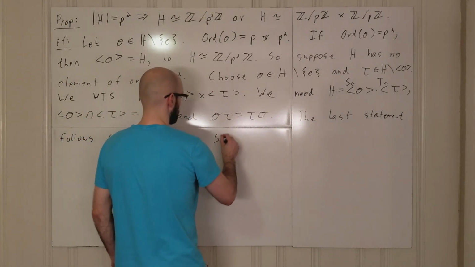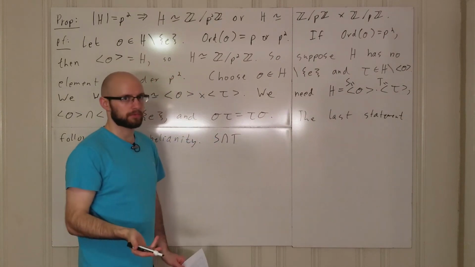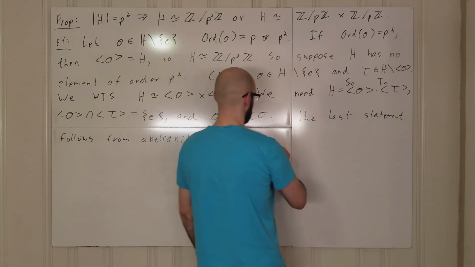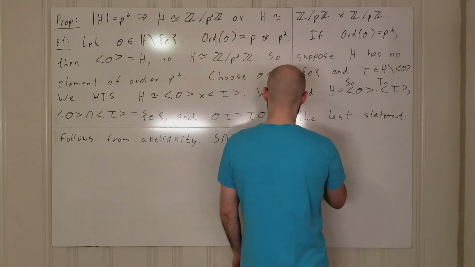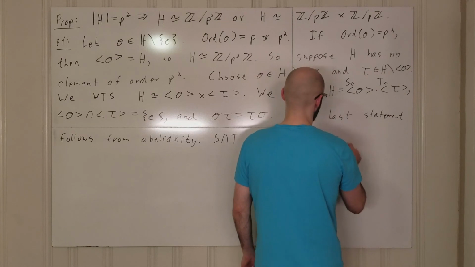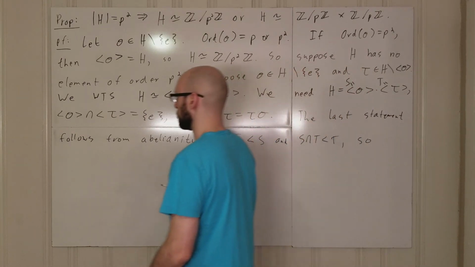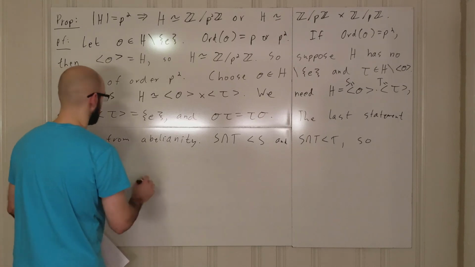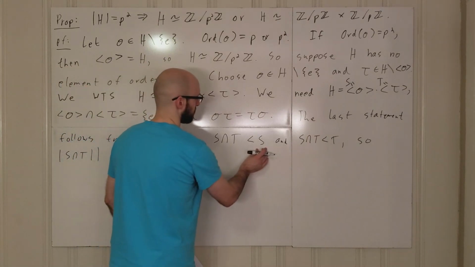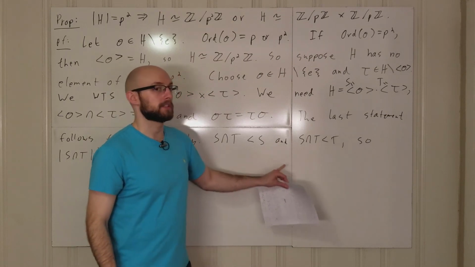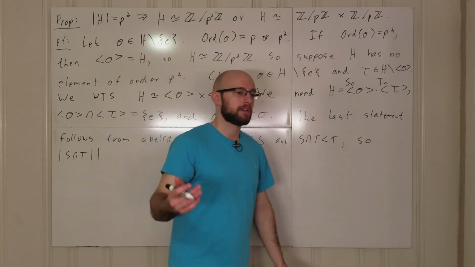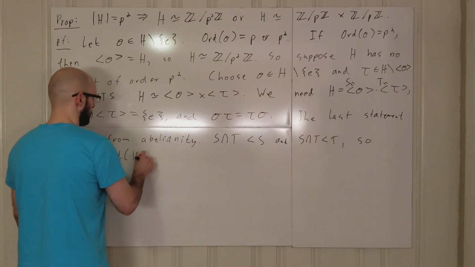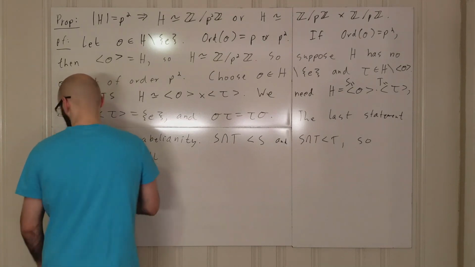So S intersect T. Intersections of subgroups are subgroups. We proved that. So S intersect T is a subgroup of S, and it's a subgroup of T. So we know that the size of the intersection divides the size of S and it divides the size of T. Therefore, it divides the greatest common divisor of the size of S and the size of T.